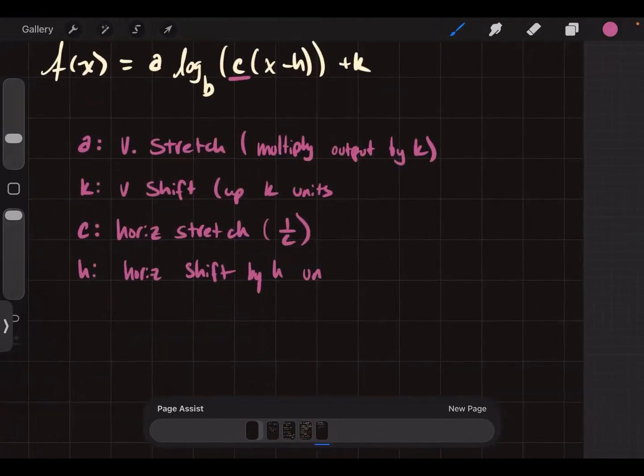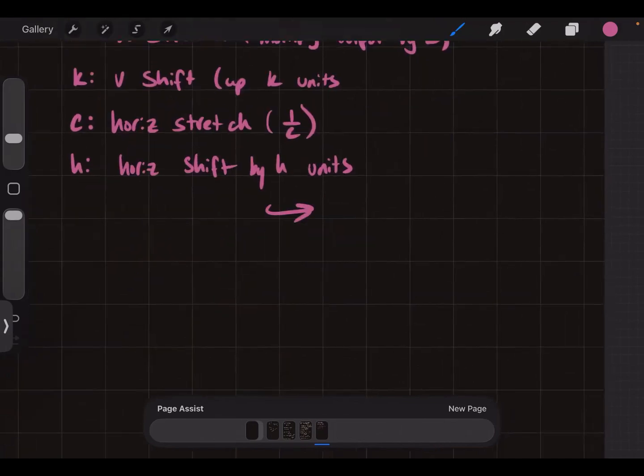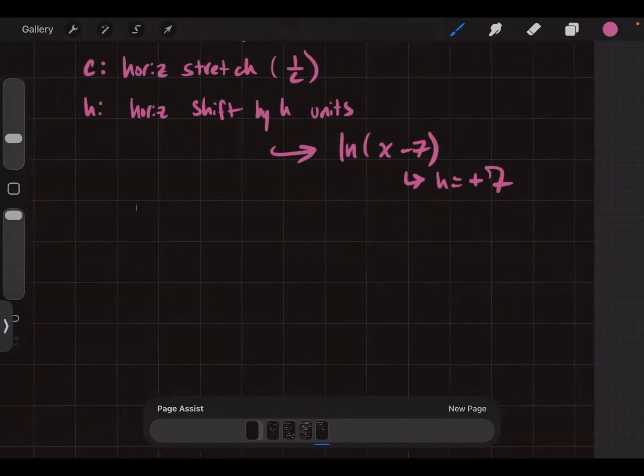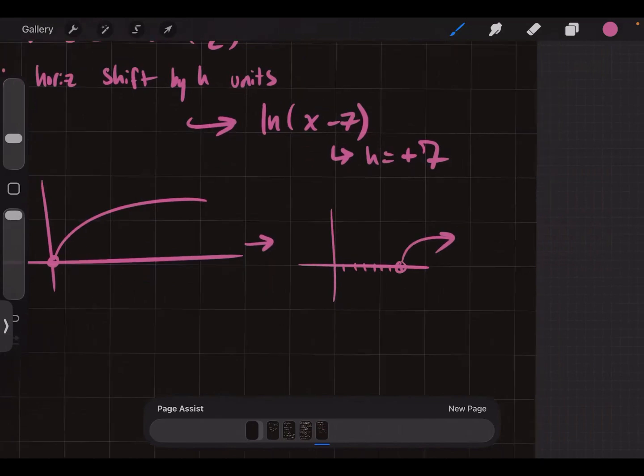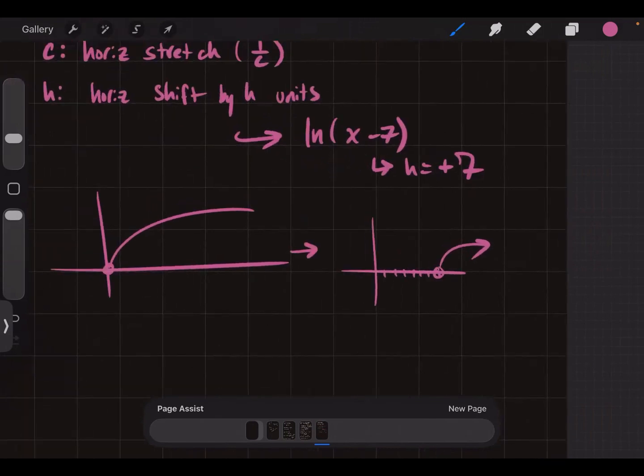So if you have something like ln of x minus 7, your h is going to be positive 7. And so your function will shoot 7 units this way. So 1, 2, 3, 4, 5, 6, 7. As opposed to if you have it as negative, it'll go 7 units in that direction, so it'll go to like negative 7.